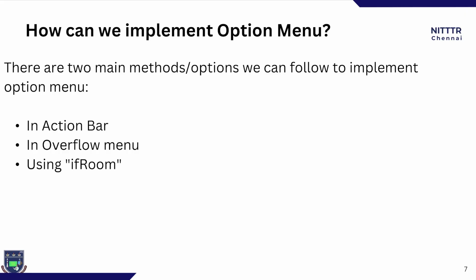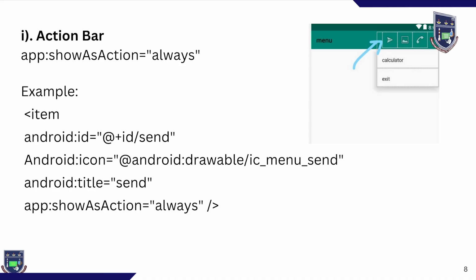There are two main options we can follow to implement the options menu. We have options like in the action bar and in the overflow menu, and using ifRoom. Let us see each of them in detail. The first option is the action bar. Here we have a statement like app:showAsAction, and here we have given always. The always value ensures that the menu item will always show in the action bar.